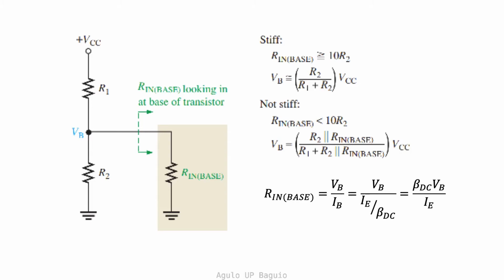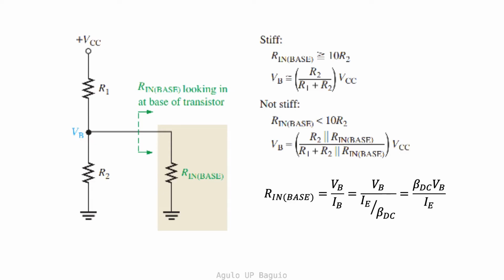Since IB is related to IE through the DC beta parameter, then the input base resistance is just equal to DC beta times VB divided by IE. We see that whatever internal resistance is present in the transistor is sort of captured by the DC beta parameter.